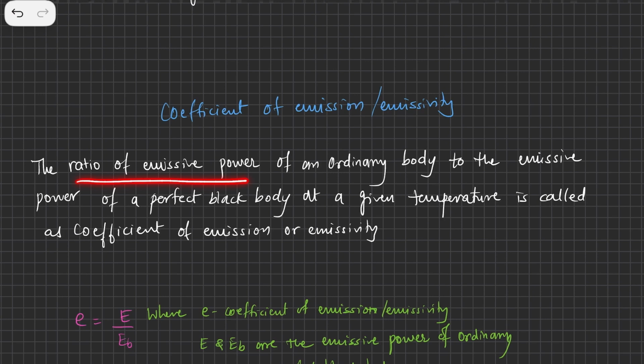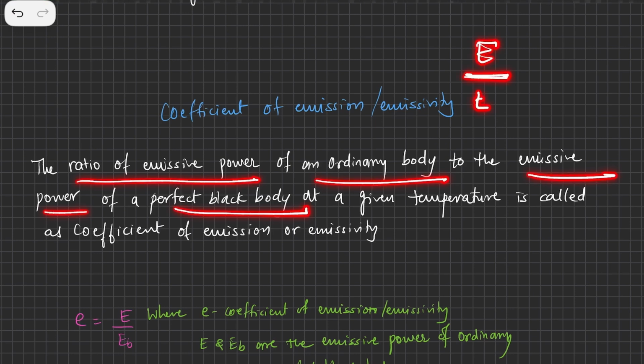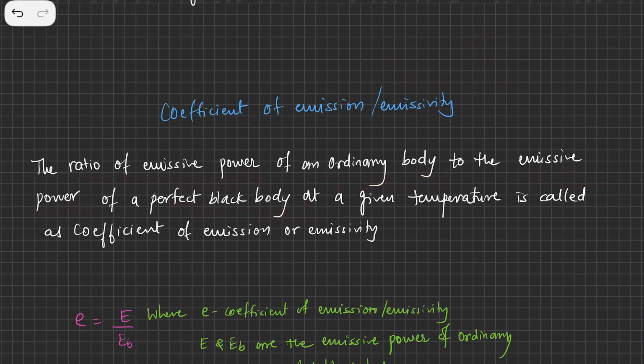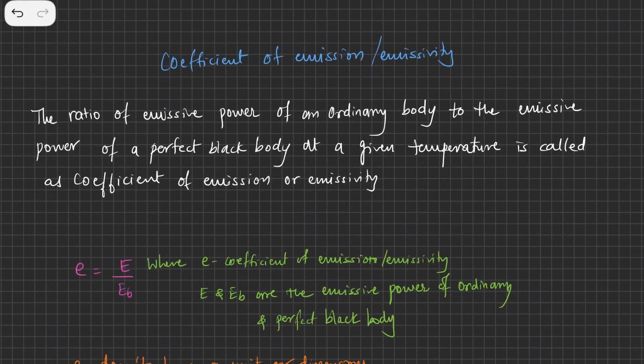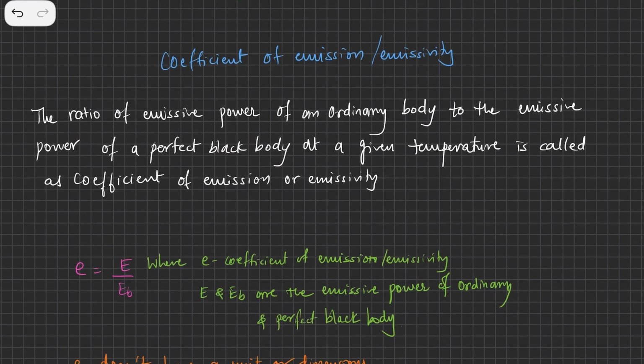It is the ratio of the emissive power of an ordinary body to the emissive power of a perfectly black body. So it's just a ratio. This ratio is what is called emissivity or coefficient of emission. Of course, they both should be at the same temperature. So the ratio of the emissive power of an ordinary body to the emissive power of a perfectly black body at a given temperature is called the coefficient of emission or emissivity.